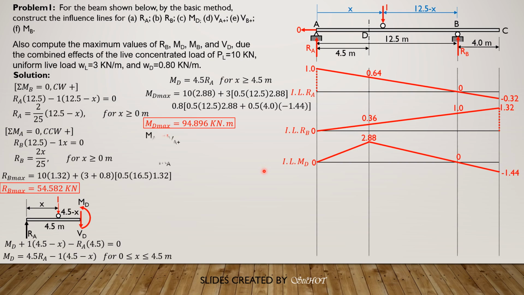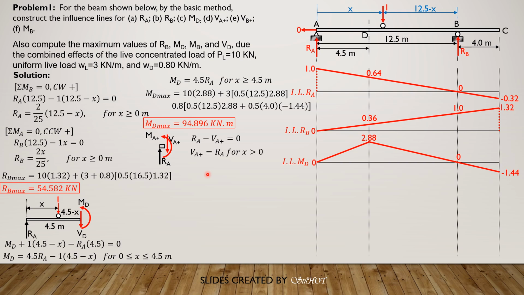Then for shear just to the right of A, if we draw the free body diagram of the support and just to the right of A, then this is the situation. Summation of forces in y equals 0, RA minus V sub A just to the right equals 0. Then that means that shear just to the right is equal to RA.